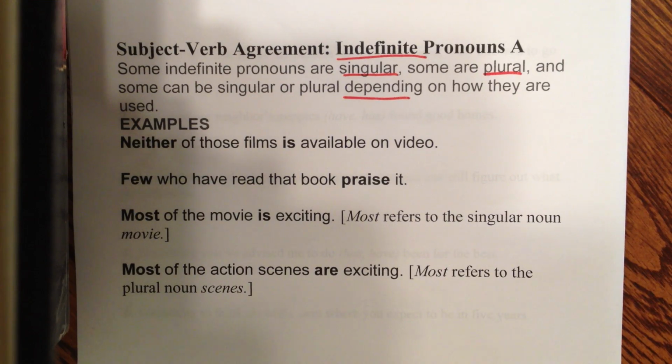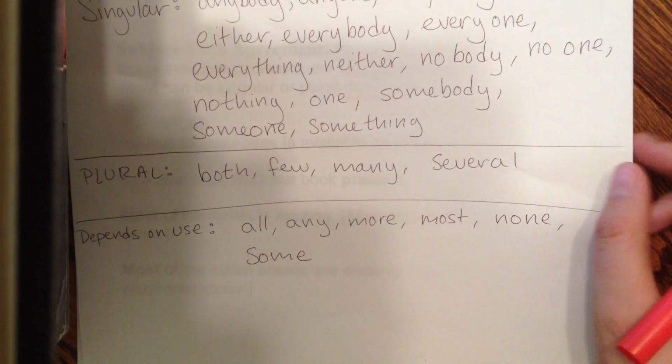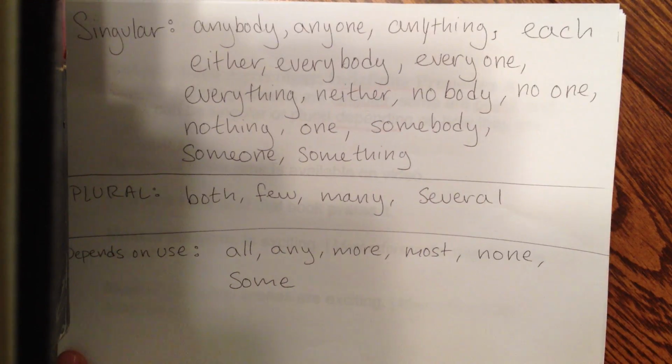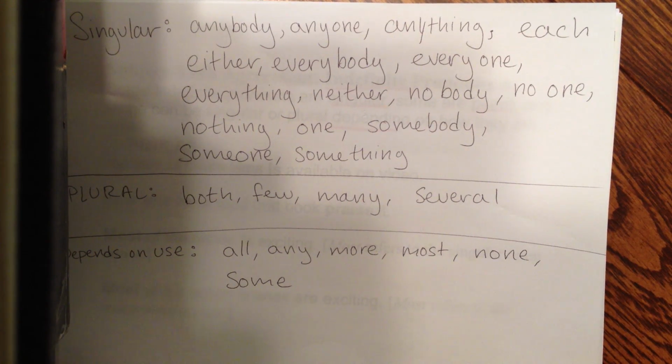So here's the list. These are all of them. These are the most common ones, the ones we care about. So in the first list, we have all of the singular ones. You're going to want to pause the video here at home and then copy them down or copy them out of the grammar book. These lists come from there.